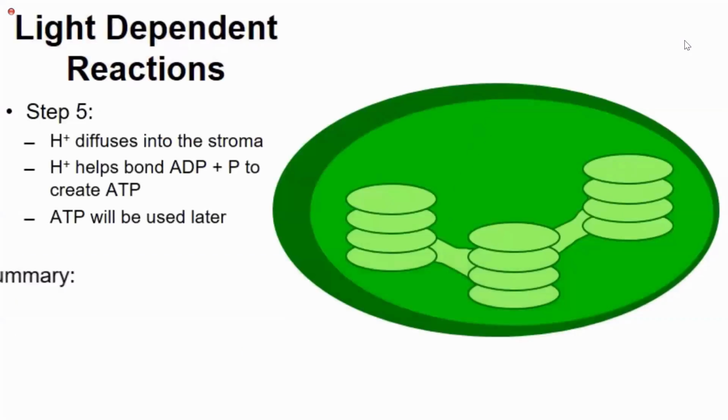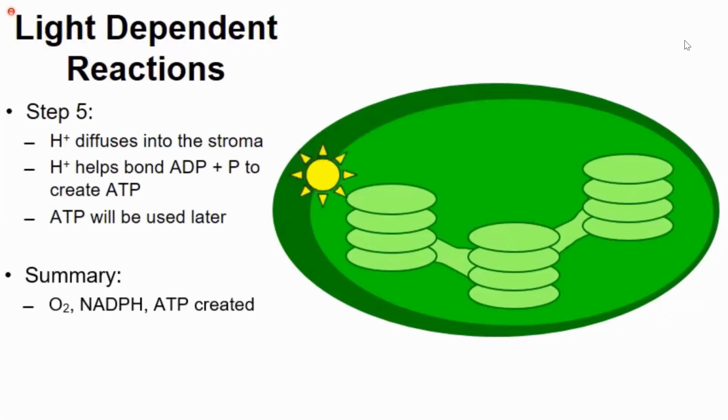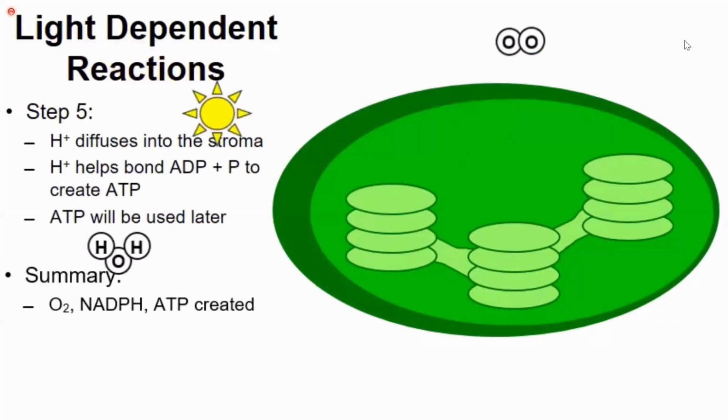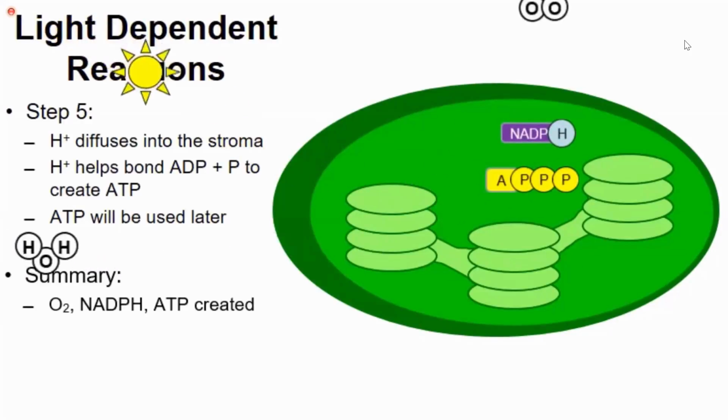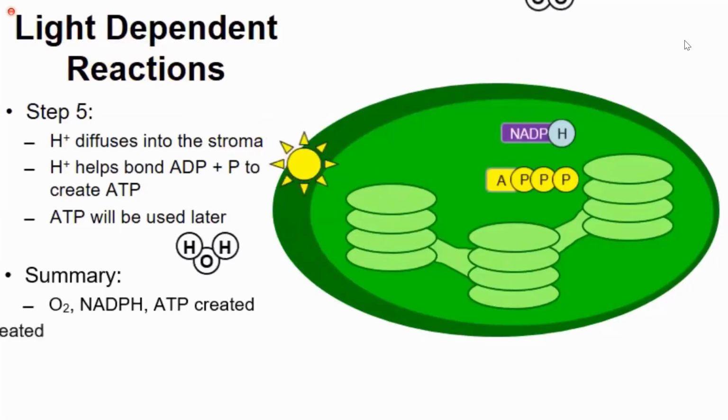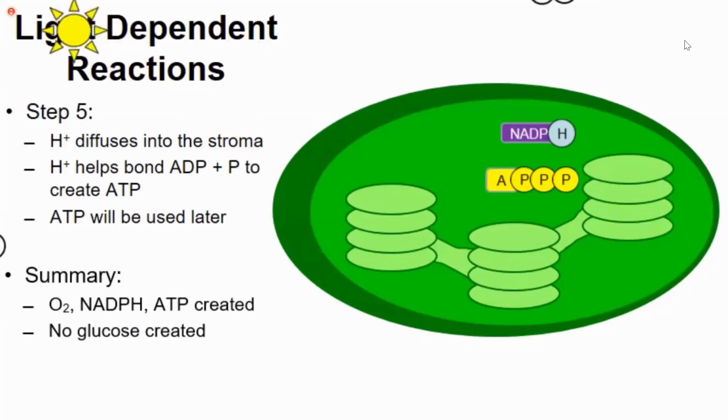And so to summarize the light-dependent reactions, oxygen, NADPH, and ATP have been created. Sunlight was taken in, water was taken in, and oxygen was released as a waste. And in the light-dependent reactions, NADPH and ATP have been created. I do want to note at this stage, no glucose has been created. So let's move on to the light-independent reactions.